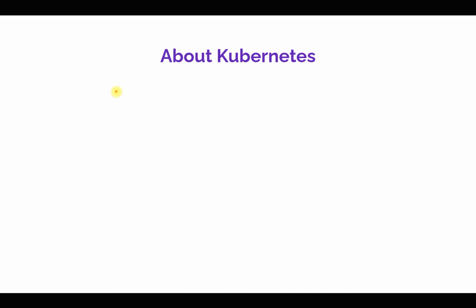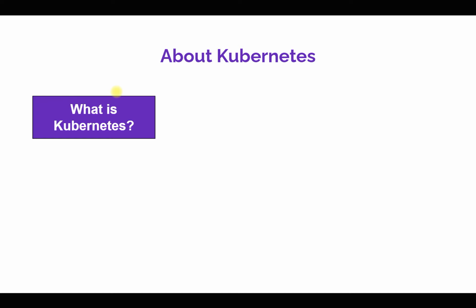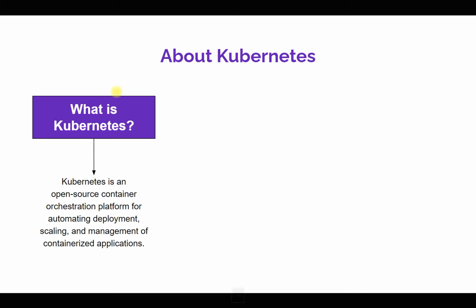Now let's talk about something related to Kubernetes Basics. So what exactly is it? It is an open source container orchestration platform for automating deployment, scaling, and management of containerized applications, or we can say it will help us to orchestrate microservices and containerized applications. So this is the definition.